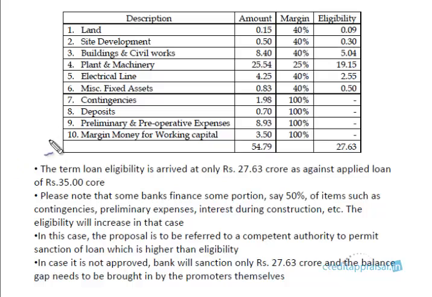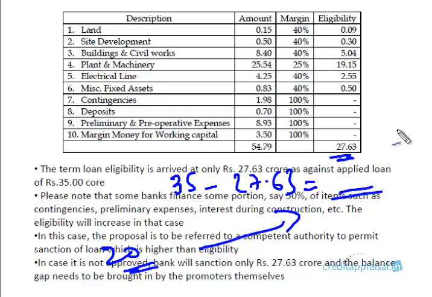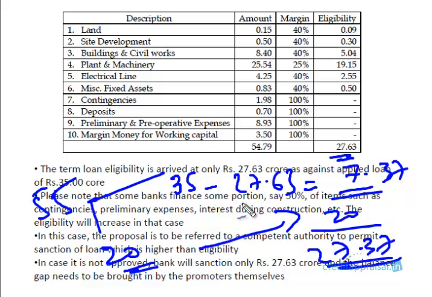But in case the bank is not favorable to sanction more than this, the borrowers have to bring the balance, 35 crores minus 27.63, the shortfall, as margin in addition to their own margin of 20 crores. So the total project cost is 55 crores. Originally they thought the bank will give 35 crores and they will bring in 20 crores, but now the bank is giving only 27.63 crores. So the balance 7.37 and the original 20 crores put together, this 27.37, the promoter should bring in case the bank insists that it will sanction only up to this amount.